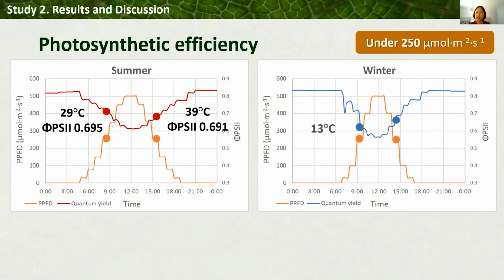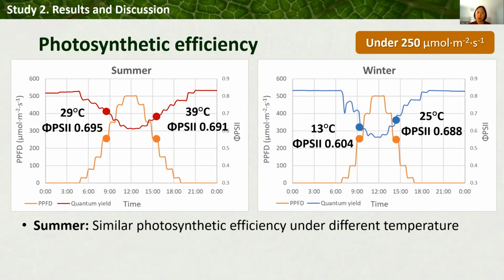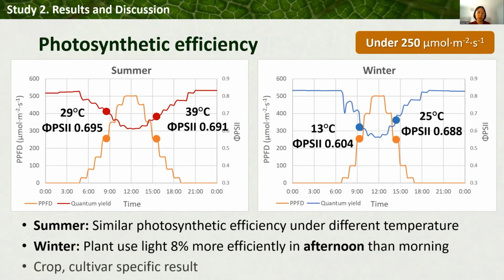However, in the winter, the same 250 PPFD showed a 12 degrees C difference in the simulation, and then the photosynthetic efficiency was quite different. 0.604 under 13 degrees C and 0.688 under 25 degrees C. And I think that is because of a crop and cultivar specific result. Maybe the lettuce that I use has more heat tolerance characteristics, but it's not tolerant to cold conditions.